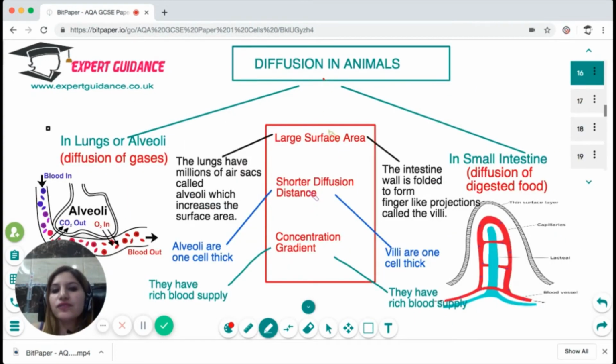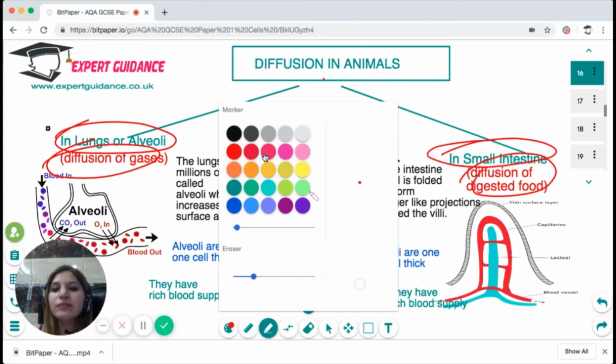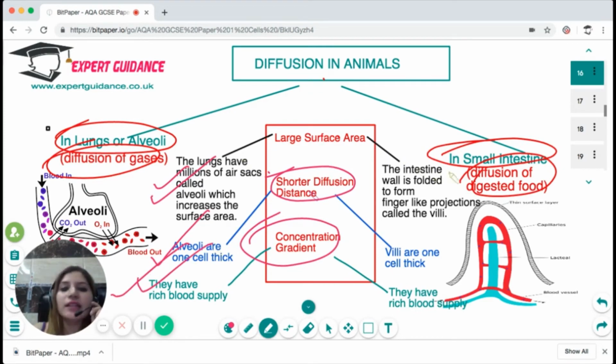Now, for diffusion in animals, there are two examples. In the lungs, or the alveoli, there is a diffusion of gases, and in the small intestine, diffusion of digested food takes place. If you see the structure of the alveoli, the lungs have millions of alveoli, which increases the surface area. For a shorter diffusion distance, they are one cell thick, and for maintaining the concentration gradient, they have a rich blood supply. On the other hand, in the small intestine, the wall is folded to form finger-like projections called villi. Villi are one cell thick, and they have a rich blood supply.